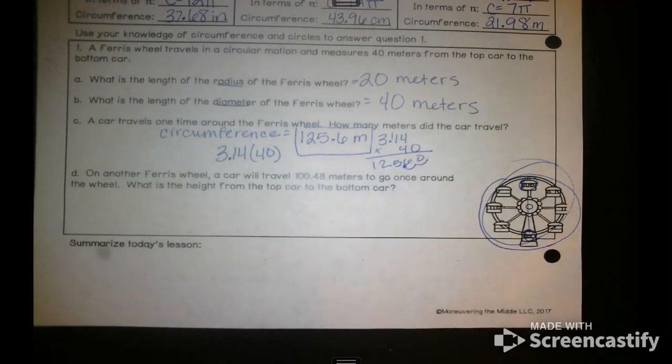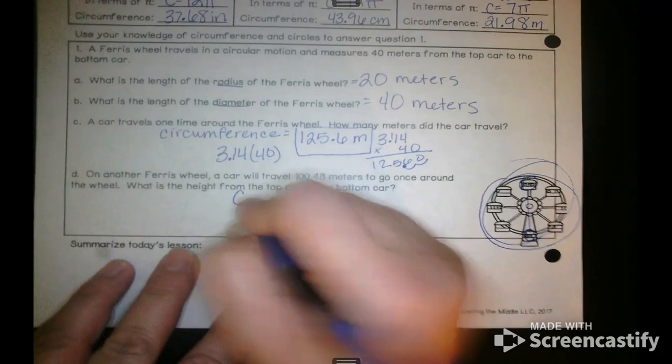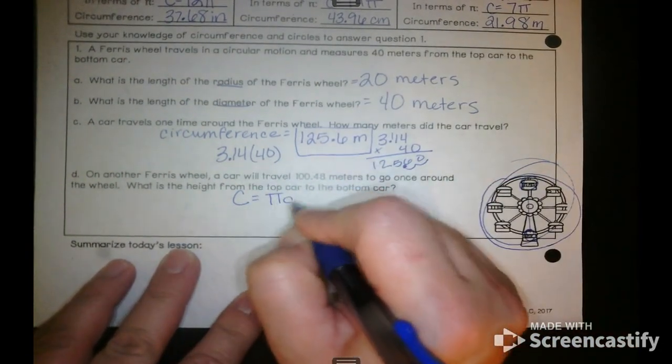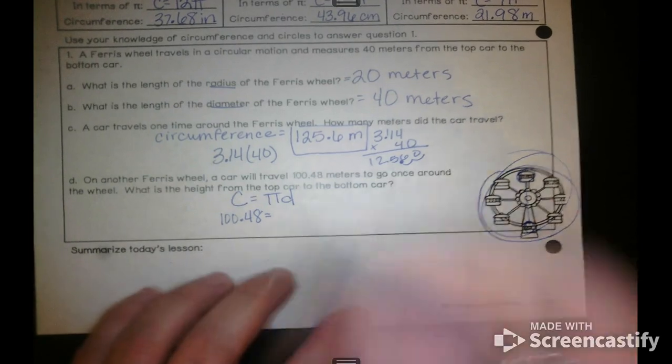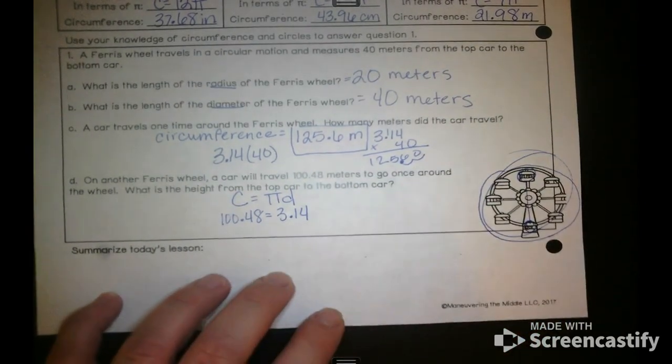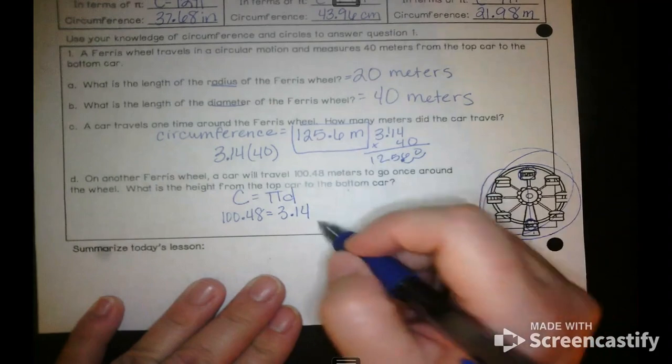Okay, now this one you have to really read because a lot of the times we understand the topic, but we just don't read the question carefully, right? Okay, so on another Ferris wheel, a car will travel 100.48 meters to go once around the wheel. What is the height? So what did it give us? The circumference. So if our circumference is pi times diameter, it gave me my circumference, so I have 100.48. What other measurement do I know? Obviously, would I solve for pi, or do I know pi? I know pi. So what am I solving for? What is the height from the top to the bottom? So top to the bottom is the diameter.